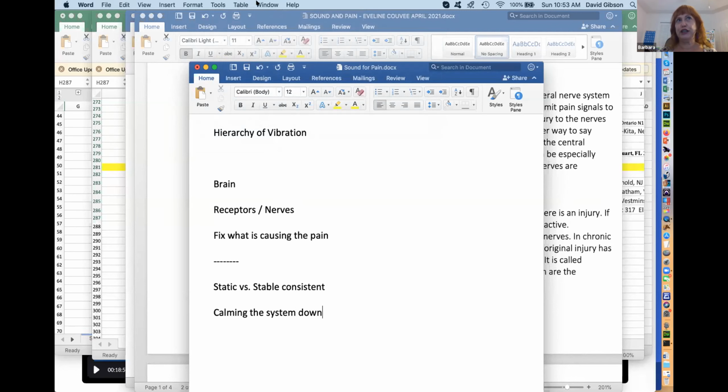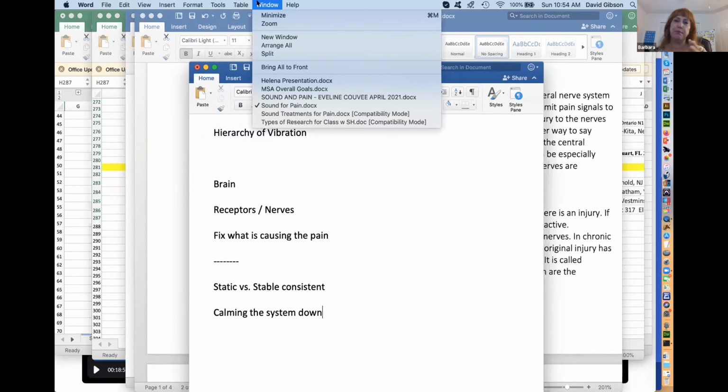So usually I'll do a series of treatments. It'll help them, but you have to do a series of consistent treatments and then eventually wean them down.